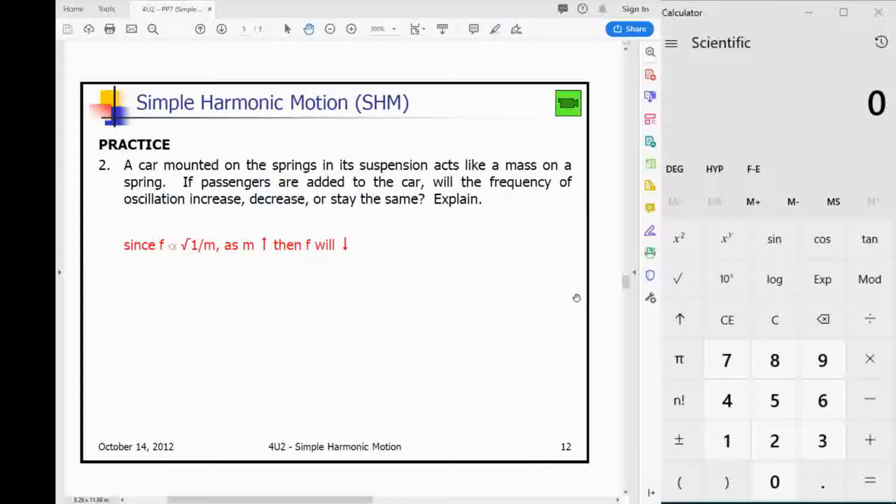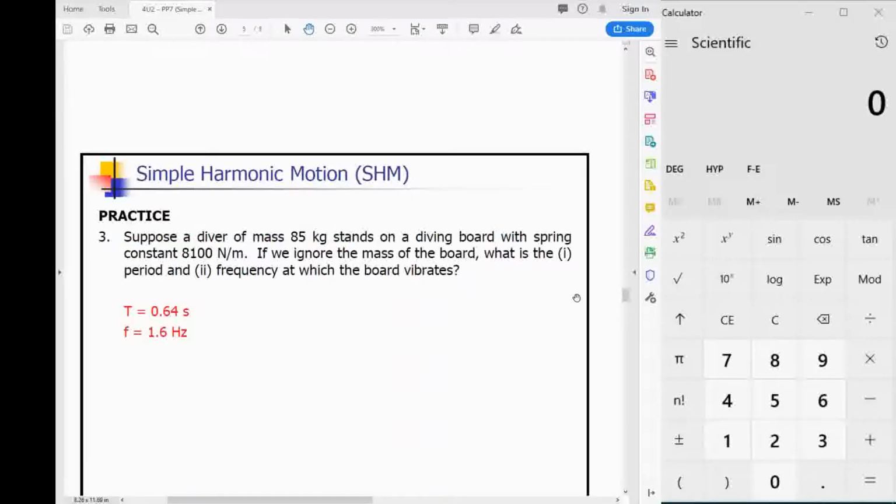Because the frequency is proportional to the square root of the reciprocal of the mass, when the mass increases, the frequency will decrease. So explaining this with the equation would be acceptable. The more passengers we add to the car, the less the frequency of oscillation will be.